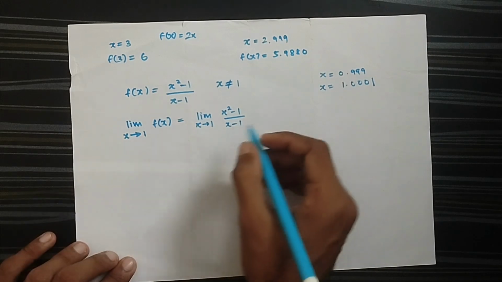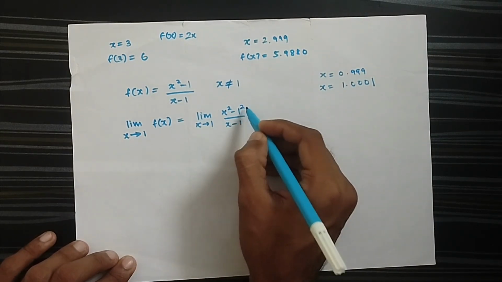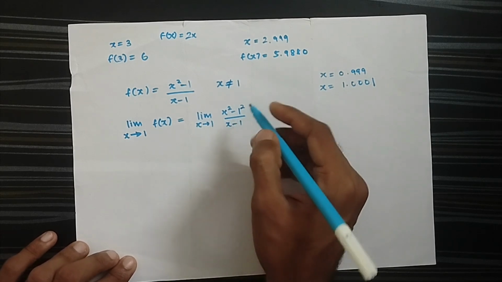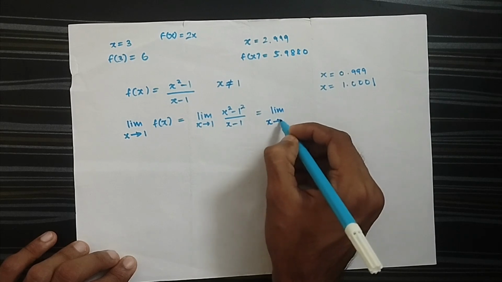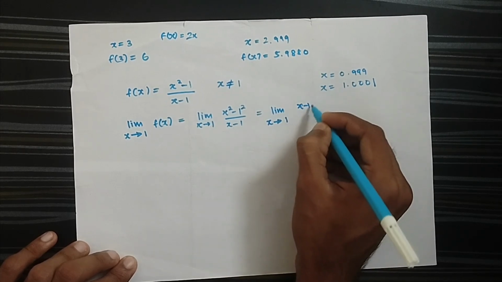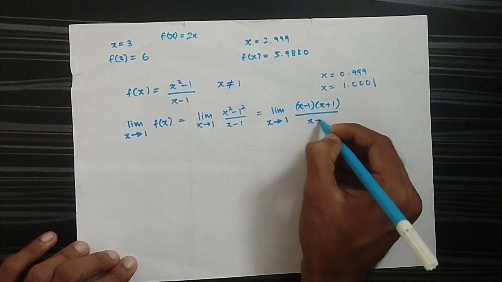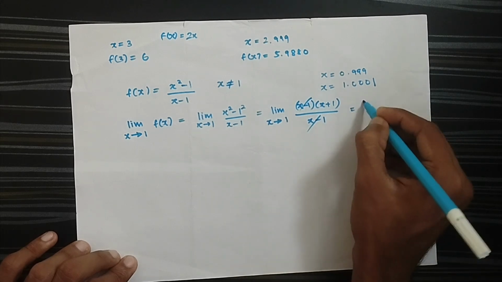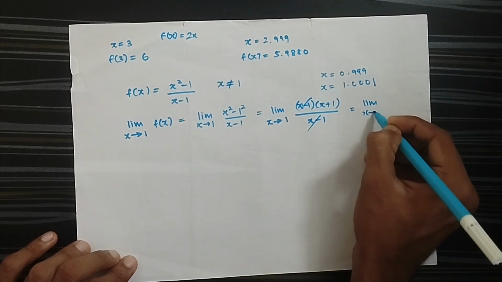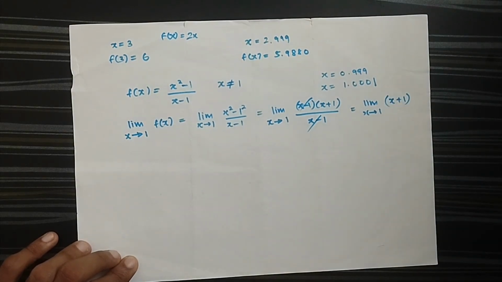Okay, and we can see what x square minus 1 is. We can pretend 1 was 1 square. a square minus b square is equal to a minus b into a plus b. So we can factorize this a little bit: x minus 1 into x plus 1, divided by x minus 1. We can cancel x minus 1 and x minus 1. It will be limit x tends to 1 of x plus 1. So x plus 1 is our resulting function.